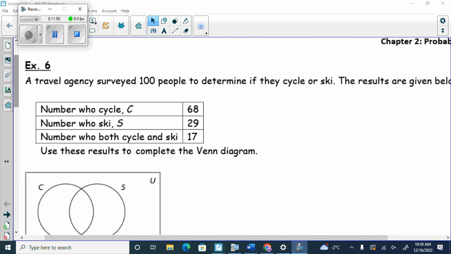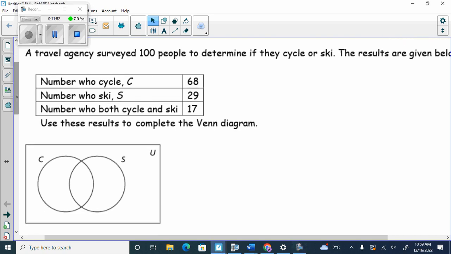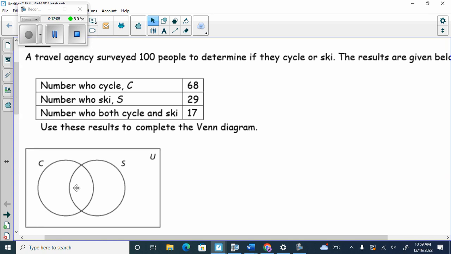So this one here has cycling and skiing. The number of people who cycle is 68. So I can just fill that in, and then 29, I can just fill that. No, I can't. Where do I have to start? With the middle. Number who both cycle and ski, which is 17. I changed to a different one. So 17. Now how many cycle only?